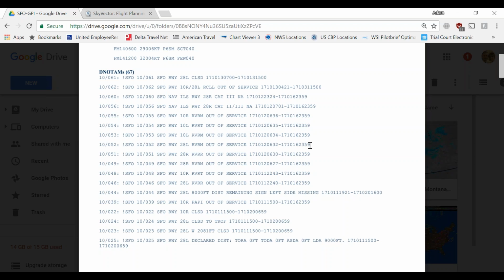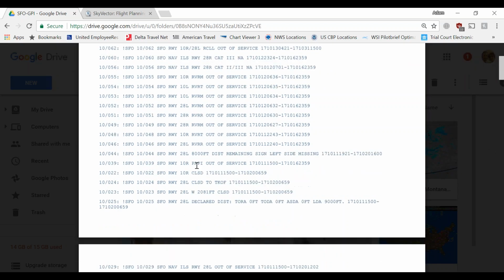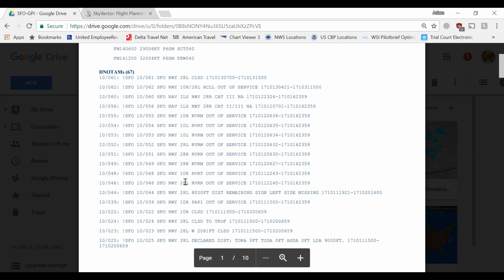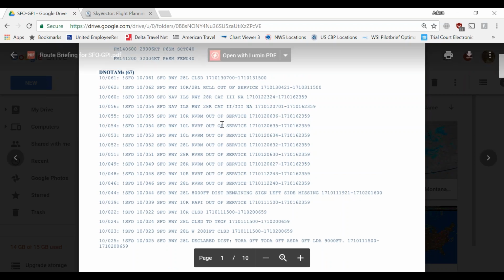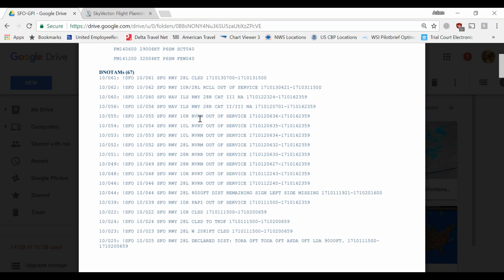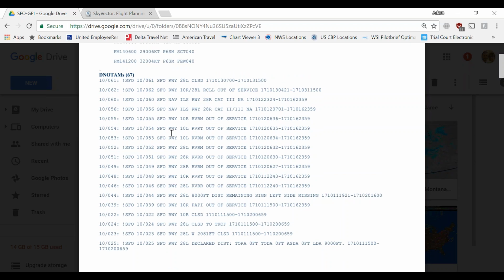RCLL out of service. RVR. Yeah. And 10R, 28L. RCLL out of service. 10R closed. 28L closed for takeoff. Okay. 28L closed. So there are a few things in here affecting us a little bit. Really the only important ones are the closures. Any of the RVR stuff is not really a big deal because we have good weather.